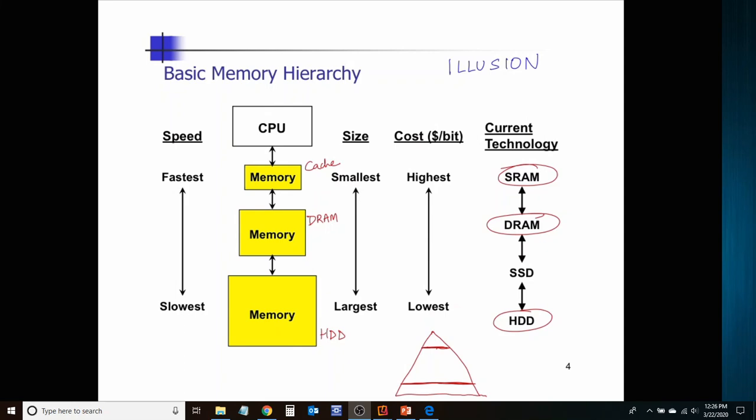The current technologies are SRAM, DRAM, and users might include a flash memory or a solid state drive over here with relatively less access times to increase the speed. We'll take a look at some numerical examples that talk about all of these things.